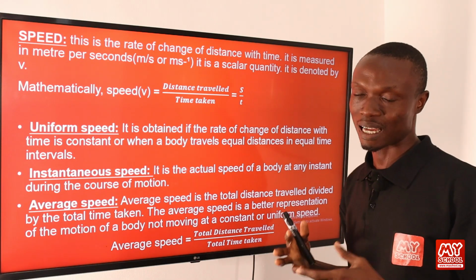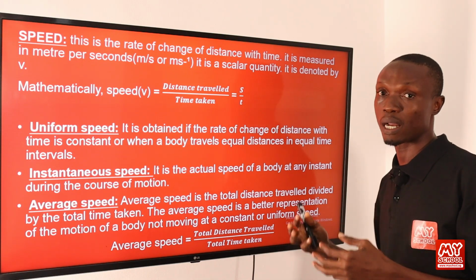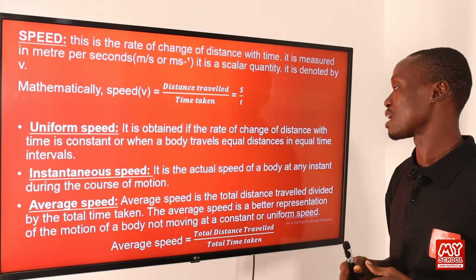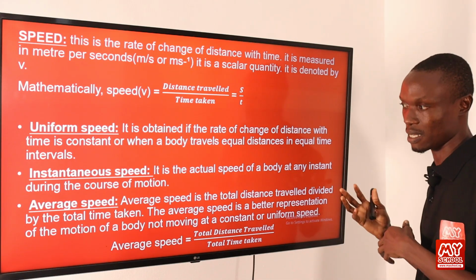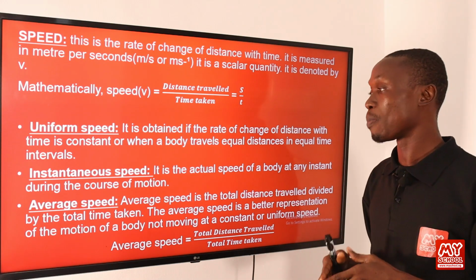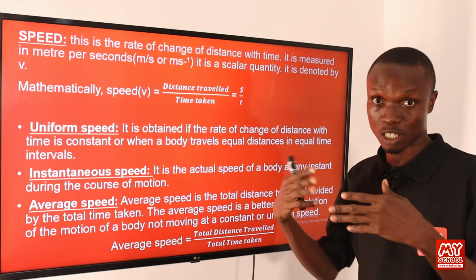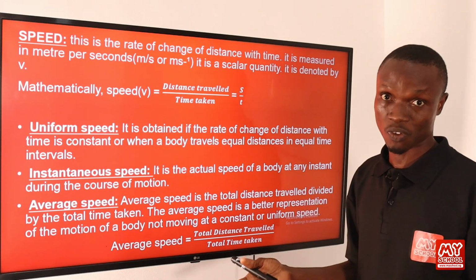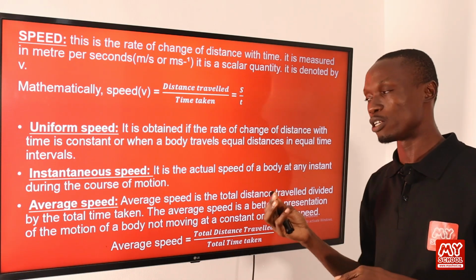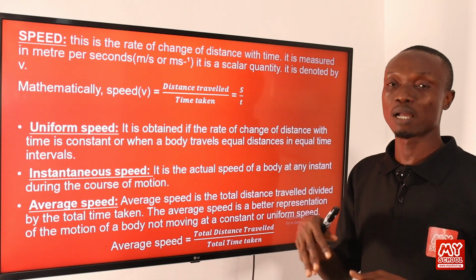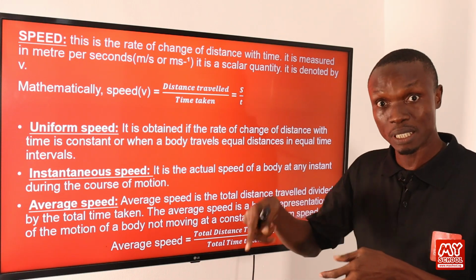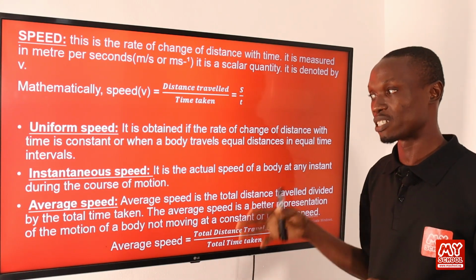Then we also have instantaneous speed. What do we mean by instantaneous speed? Instantaneous speed is the actual speed of a body at any instant during the course of motion. The speedometer of a car can tell us about the instantaneous speed of the motion of a car. For example, if you are driving on the highway and you look at the speedometer of your car, the speed that you see on the speedometer at that point in time is what we refer to as instantaneous speed.